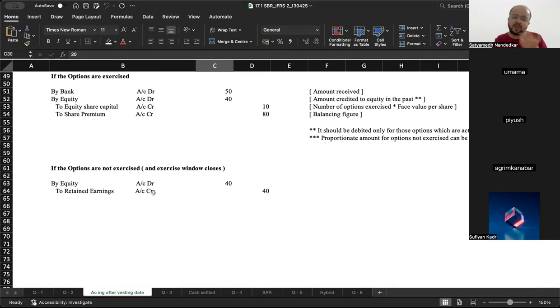ठीक है। Now, if the options are not exercised, out of 30, only 20 are exercised, remaining 10 are not exercised, and the exercise window closes, then what you will do is you will record an entry equity account debit to retained earnings. आपने year on year profit को separate out करके रखा था, because you wanted to keep some amount aside for meeting the obligations towards these people. अब the option exercise window has come to an end, so now you are exiting and you are transferring the amount back to retained earnings.